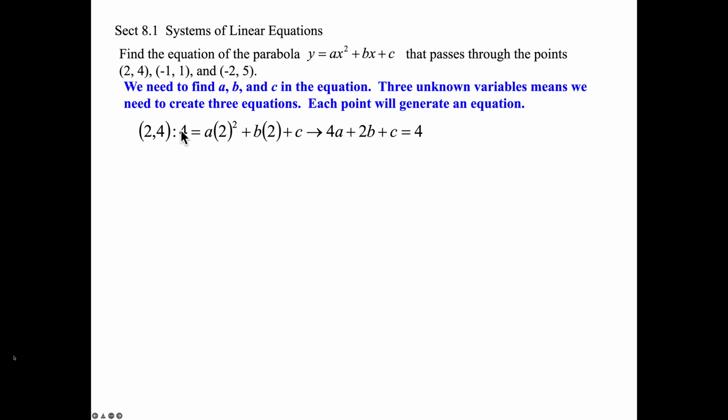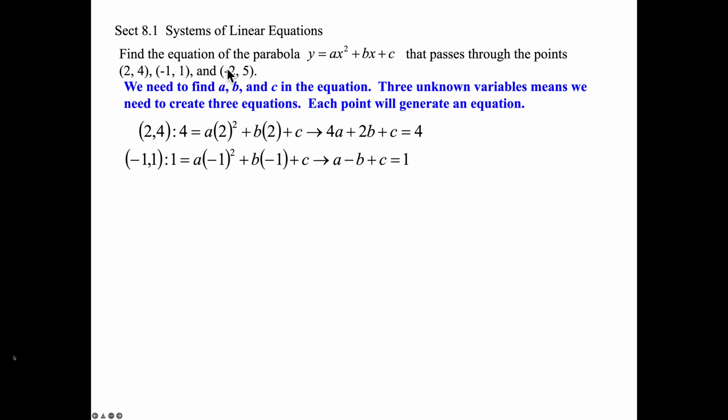Now, for me, I like to have my constant, if you will, the 4, over on the right side, so I moved it over to here. We'll do the same thing with (-1, 1). Plug the 1 in for the y. The negative 1 goes in for the x's. Negative 1 squared is a positive 1. b times negative 1 will be a minus b. So move the 1, which was your y coordinate, over to the right. And we now have a minus b plus c.